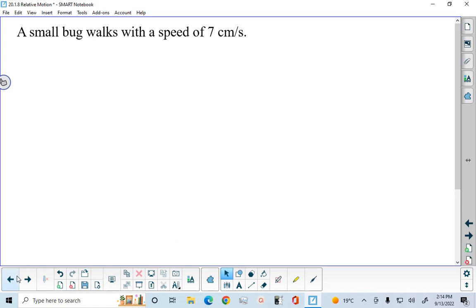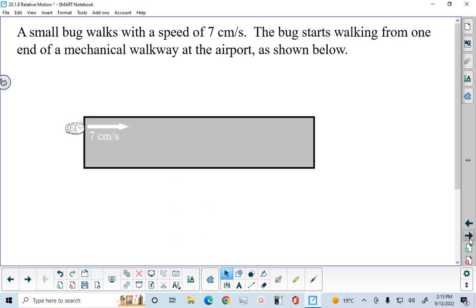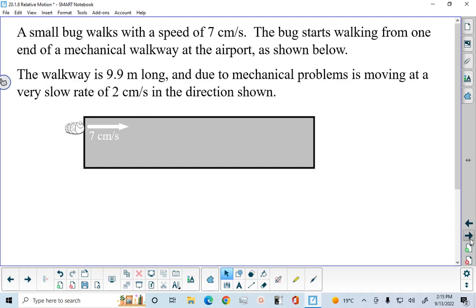All right, this says that we have a small bug walking with a speed of 7 centimeters per second. And I'm telling you that it's going to start walking from one end of a mechanical walkway at an airport. So the mechanical walkway is a moving sidewalk, basically it's sometimes called. Some other information that I'm giving you, the walkway is 9.9 meters long. And for some particular reason, there's a fault in the engine that's driving the belt on this thing. It's only moving at a very, very slow rate of 2 centimeters per second.